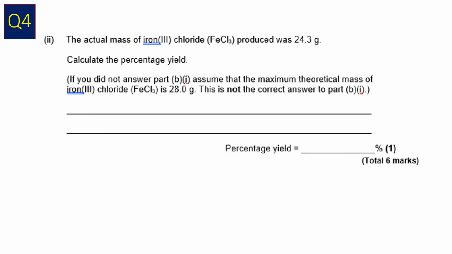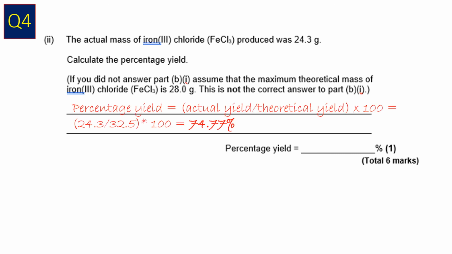I'm then asked the actual mass of iron chloride produced was 24.3 grams. So not as high as my theoretical value, so I'm asked to calculate the percentage yield. So I'm doing what I got over what I should have got. So 24.3 divided by 32.5, the answer we got from the previous part, times in by 100 to get 74.77%.